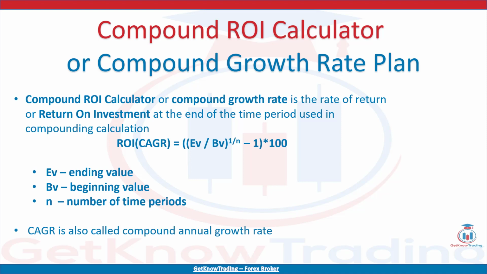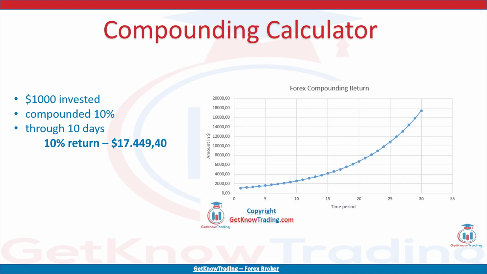CAGR is also called compound annual growth rate, which represents the annual return on a Forex compounding plan. That means CAGR watches the annual return, but if you want to check returns over other time periods, you can do that. Here is how to do it.